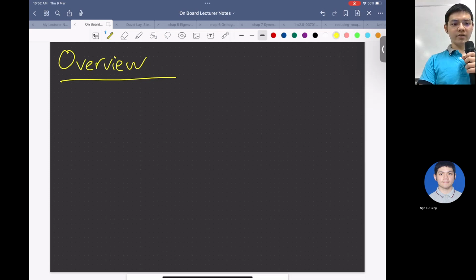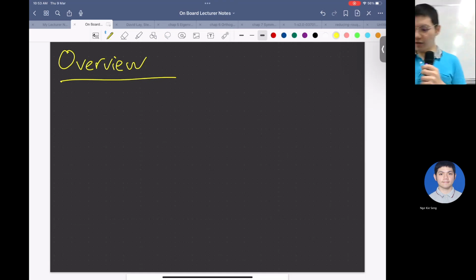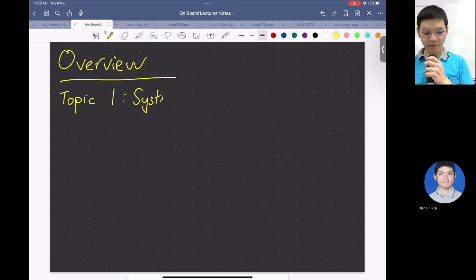Let me prepare my folder. In this summary, I will say some keywords that you necessarily need to know. So, overview. We've come through this 5 weeks journey, finally come to the end. First topic: we have the system of linear equations.